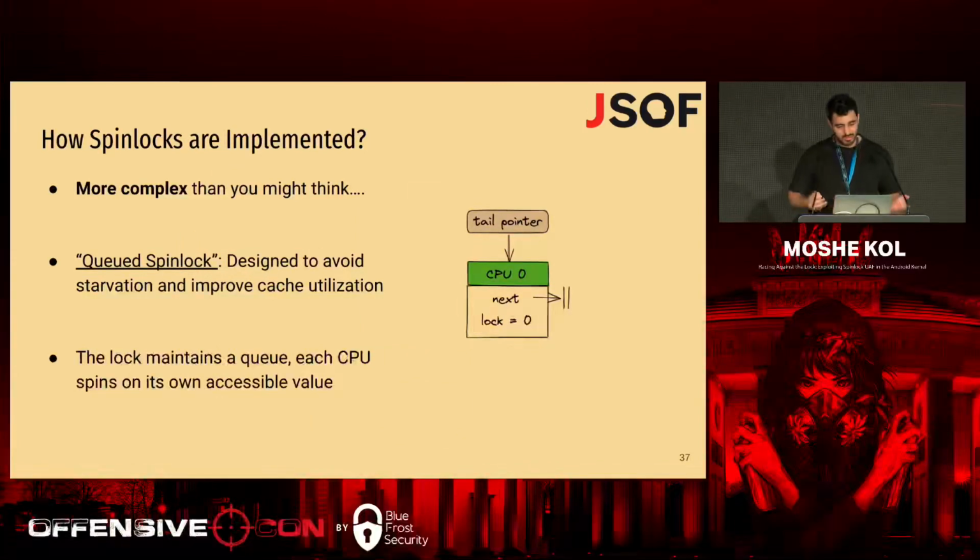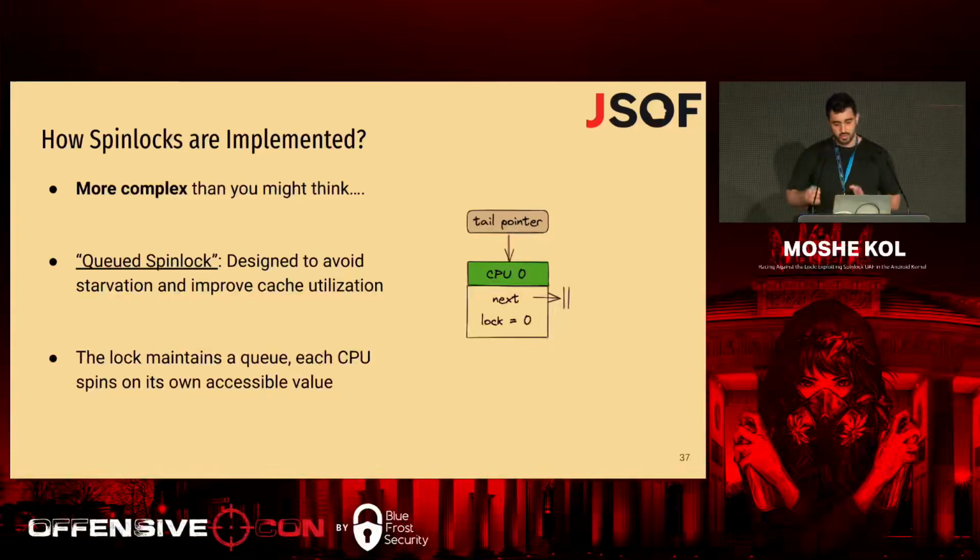And spoiler alert, this is more complex than what you might think. Linux uses a fancier algorithm for its spin-lock implementation, which is called queued spin-lock. It is designed to avoid starvation and improve cache utilization. The basic idea is that the lock maintains a queue of threads that want to acquire the lock, and each CPU spins on its own accessible value.